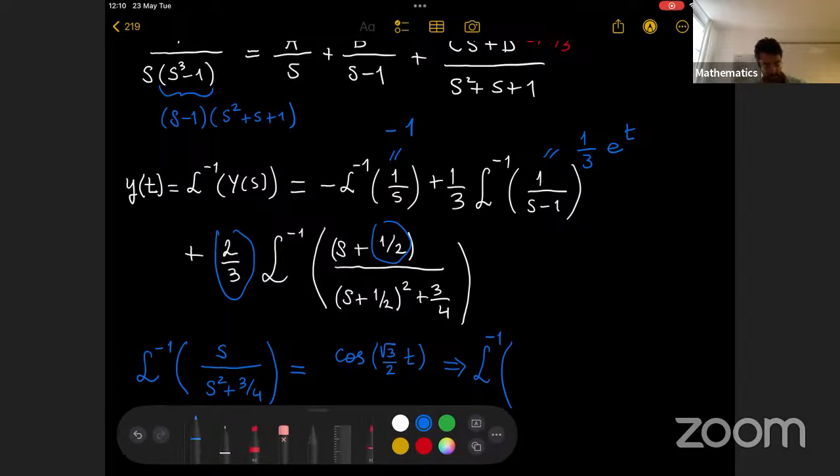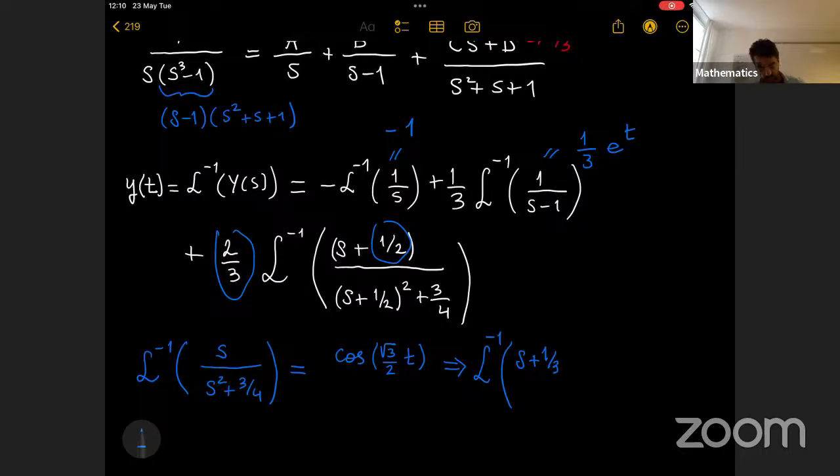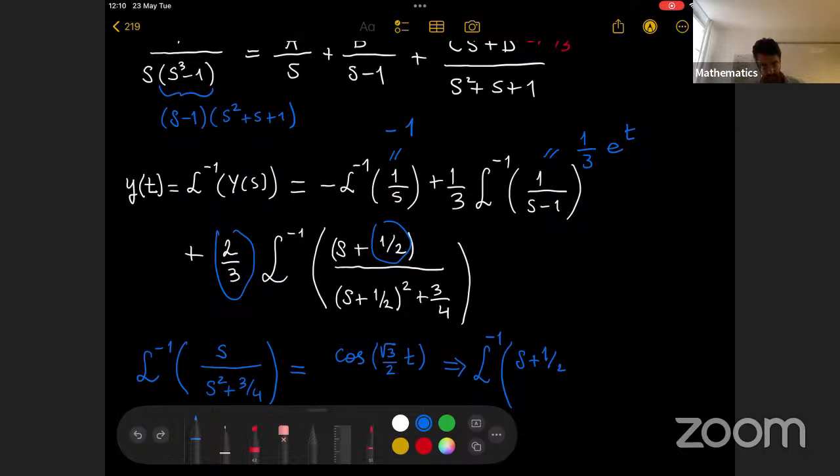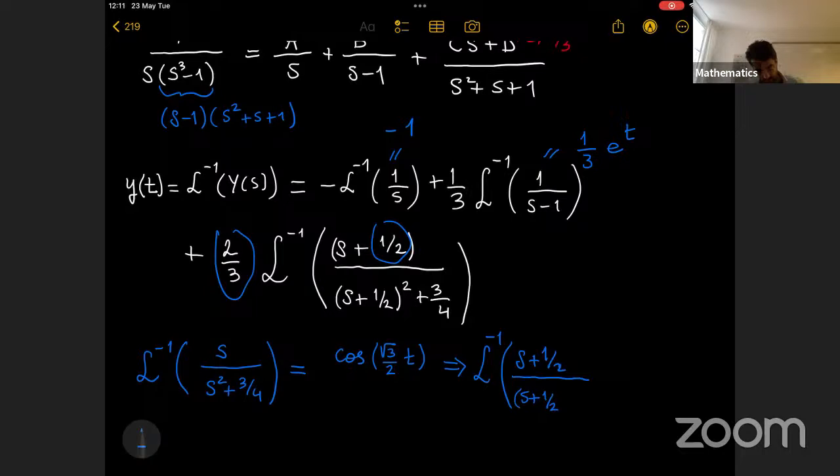s plus 1 over 2, 2 over s squared plus 3 over 4, s plus shifted 1 over 2, s plus 1 over 2 squared plus 3 over 4, okay? So shift by minus 1 over 2, it's going to be e to the minus 2 t over 2 minus 1 over 2 times t times cosine root 3 over 2 t, right?